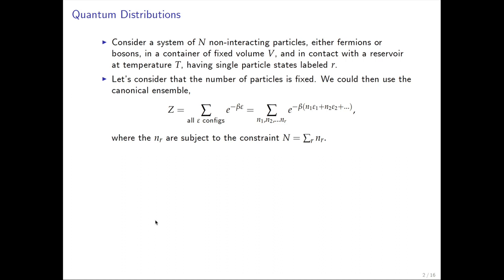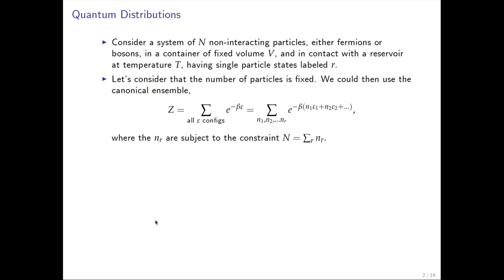So let's first consider the case that the number of particles is fixed. That is, n here is fixed. Well, from what we've learned so far, of course, we could use the canonical ensemble to study this system in contact with a reservoir. And recall what that looks like. The canonical partition function, Z, is the sum over all configurations that have a certain energy epsilon, and for each configuration we have this so-called Boltzmann factor, e to the minus beta epsilon.